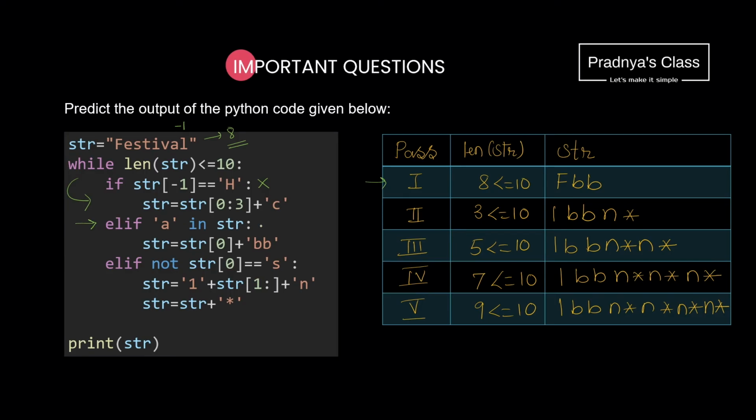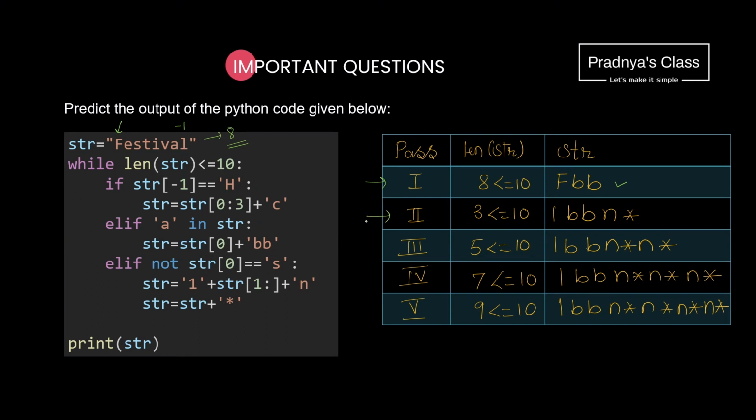A in str? Yeah, we could see there is a in the string. So this condition got satisfied. What we need to do? str is getting changed now. We need to take the character at the 0th index. It means f, and using this concatenation operator we are concatenating bb to it. It means we got this string fbb. Let me erase everything and work out for the second pass.